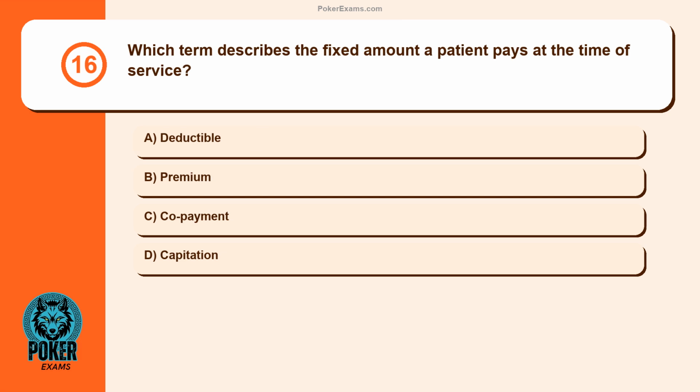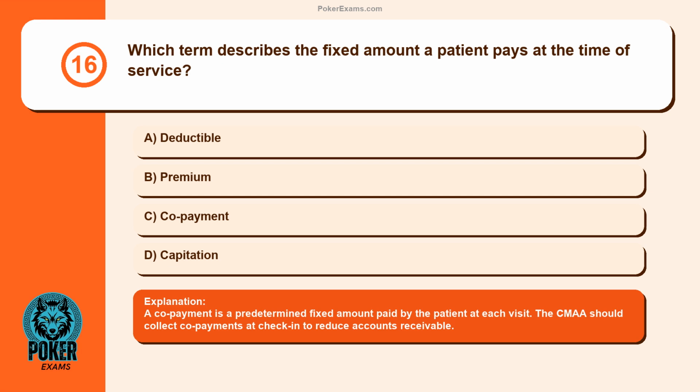Question 16. Which term describes the fixed amount a patient pays at the time of service? Deductible, premium, copayment, capitation. A copayment is a predetermined fixed amount paid by the patient at each visit. The CMAA should collect copayments at check-in to reduce accounts receivable.